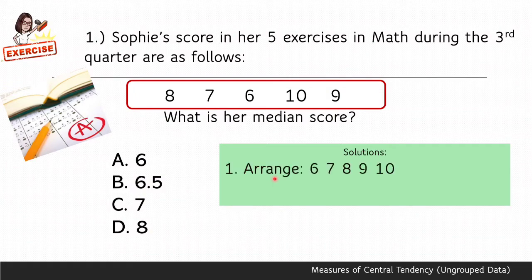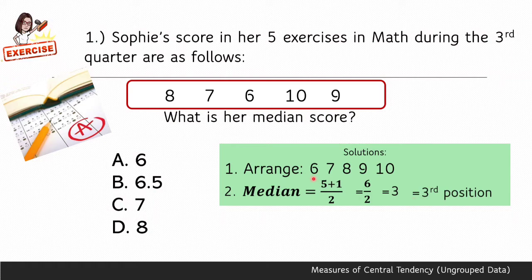First, we have to arrange the numbers in increasing order: 6, 7, 8, 9, and 10. So this contains an odd number of scores. The scores are composed of 5 numbers. Therefore, continuing our solution, that would be 5 plus 1, the n plus 1 formula, divided by 2. 5 refers to, again, the number of scores. So 5 plus 1 is 6. Divided by 2, we will get 3.